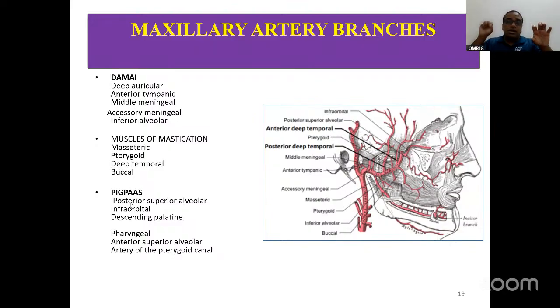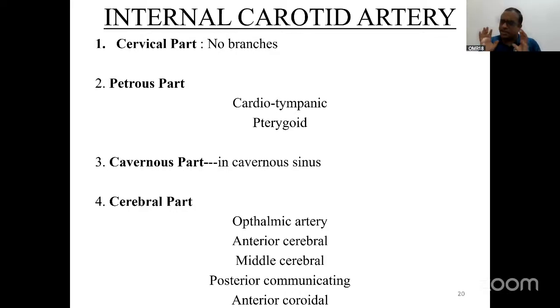Now external is over, a little bit of the internal carotid artery. In the internal carotid artery, everything is not important here. Only the main ones I will be telling you, but still you should know the branches. Basically, the internal carotid artery has got four parts: cervical, petrous, cavernous, cerebral. In the cerebral part, you see the ophthalmic artery, extremely important. Out of all this in this particular slide, this one you should know. If someone asks you what is the ophthalmic artery, it's a branch of the cerebral part of the internal carotid artery.